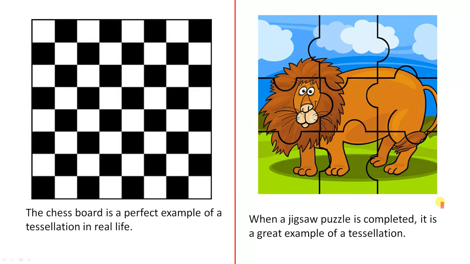When a jigsaw puzzle is completed, it is a great example of a tessellation. So see all the smaller pieces here. They don't have to be the same size, they don't have to be identical, but when you put them all together, they cover the complete shape perfectly.